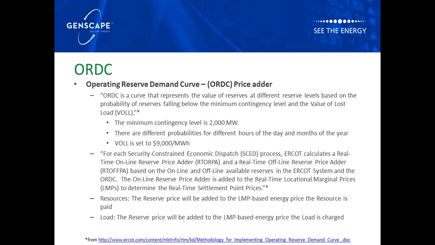And then just as an example here, if you are a resource, reserve price will be added to the LMP-based energy price that you, the resource, is paid. And if you are a load, the reserve price will be added to the LMP-based energy price that you, the load, is charged.